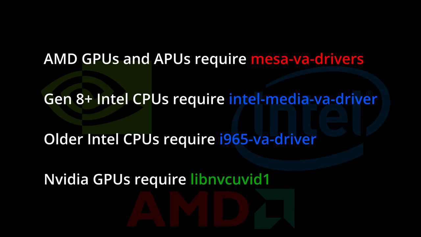If you have an AMD GPU or APU, you're going to need the Mesa VA drivers. Modern Intel chips, Gen 8 Plus, require the Intel Media VA driver. And vintage Intel systems, like the one in this video, can use the i965 VA driver. And Team Green can even join the party with libnvcuvid1.